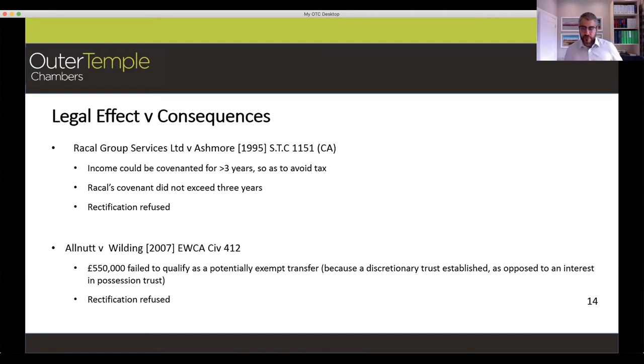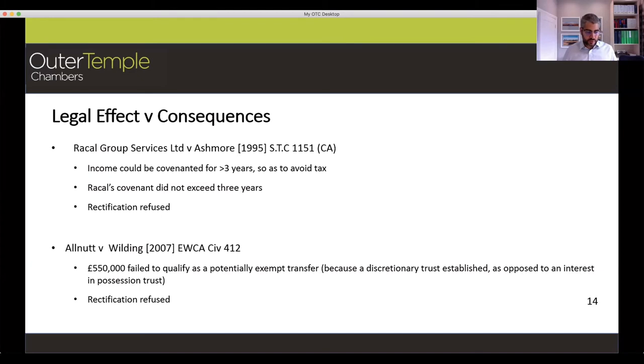There are two cases which are clearer, I think, and they both arise out of a fiscal context, and they're the two that were cited in Univar where this point was run: Rakow and Allnut and Wilding. Briefly going to describe the facts of them because I think they start to help us get a feel for which cases fall the wrong or the right side of the hump, depending on what you're arguing.